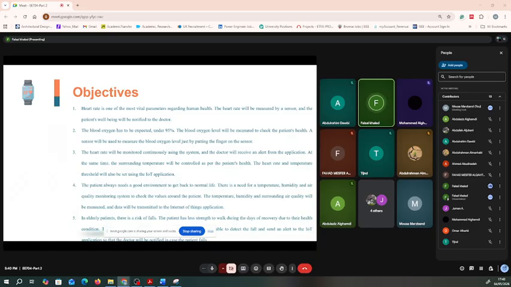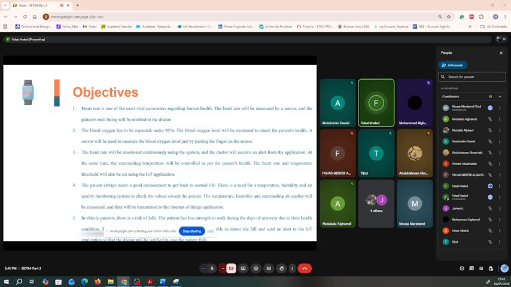Using an IoT application. Number 4: the patient always needs a good environment to get back to normal life. There is a need for a temperature, humidity, and air quality monitoring system to check the values around the patient. The temperature, humidity, and surrounding air quality will be measured, and the data will be transmitted directly to the Internet of Things application. We use an application named Blynk in my project.